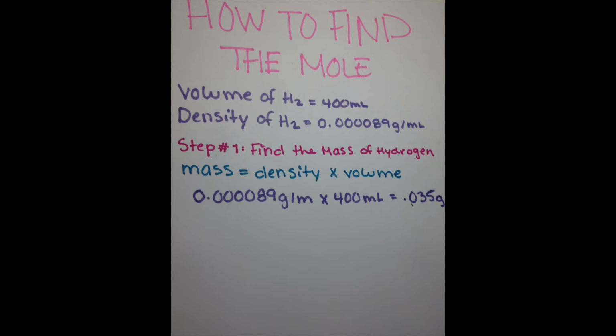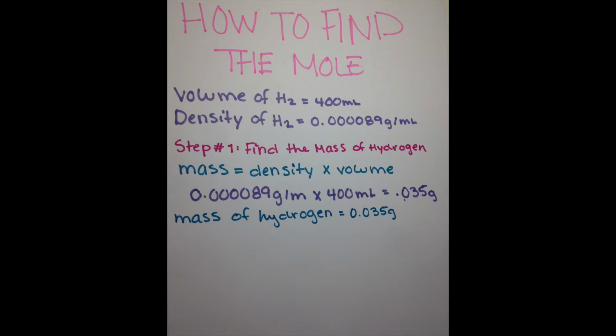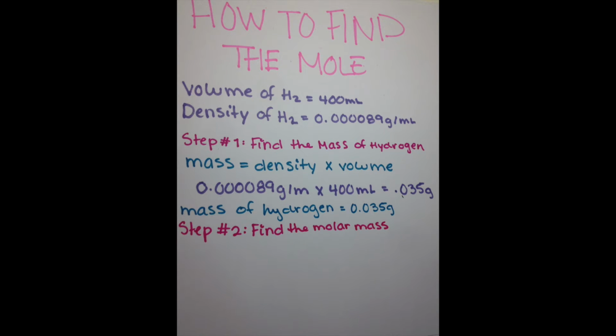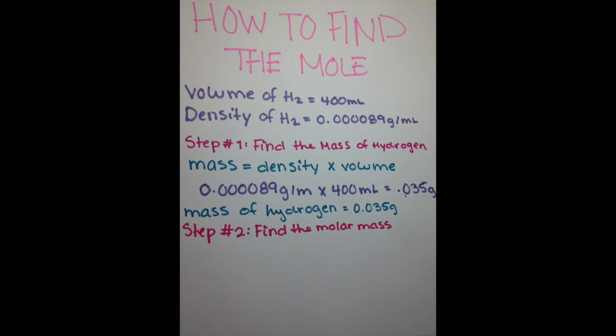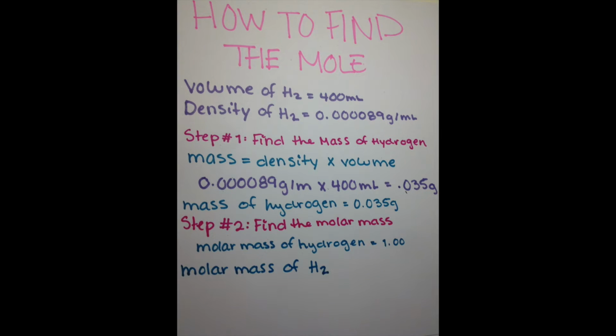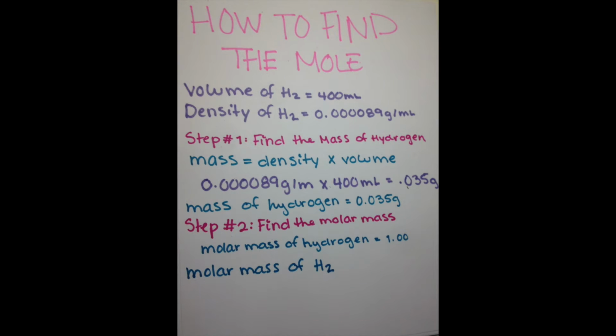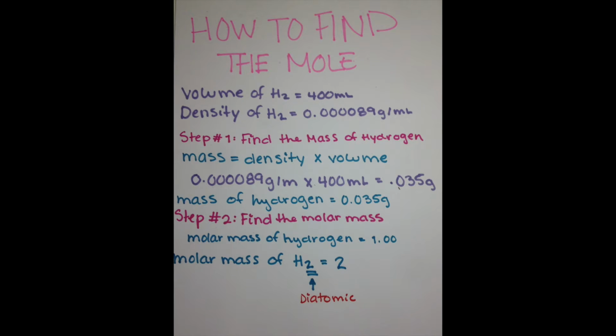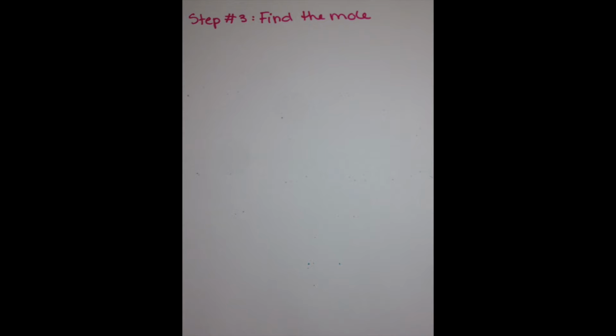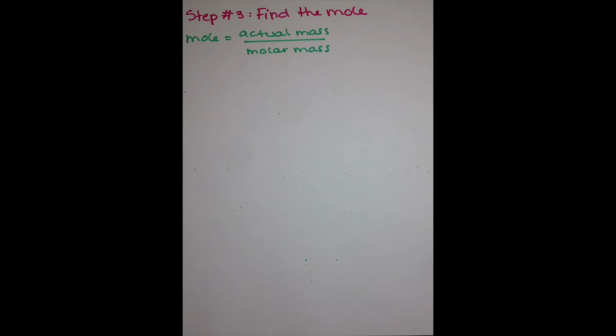The mass of hydrogen would be 0.035 grams. Step 2 is to find the molar mass of hydrogen. According to the periodic table, the molar mass of hydrogen is 1.0079. But since hydrogen is diatomic, its molar mass would be 2. So then step 3 is to calculate the mole with the formula mole equals actual mass over molar mass.